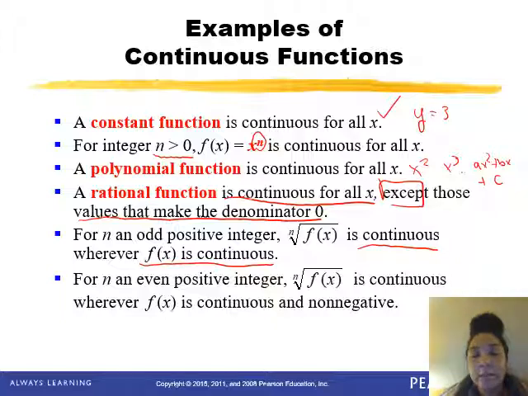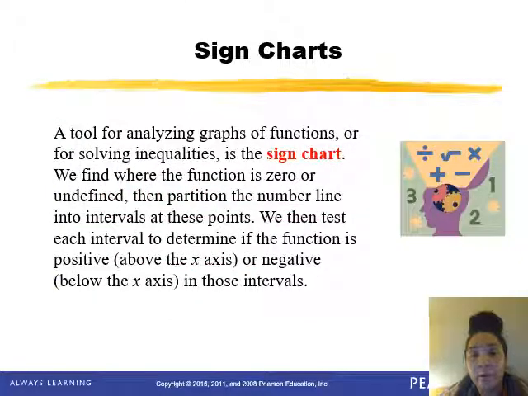For even positive integer roots, so this is the square root, the 4th root, etc., it is continuous where f of x is not negative. You cannot take the root of a negative. All right, so we are done here. We're not going to discuss sign charts, and you will now move on to section 2.4.